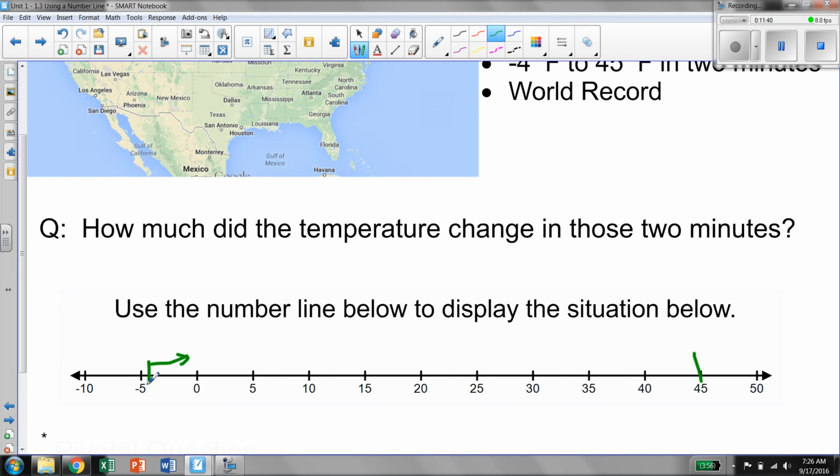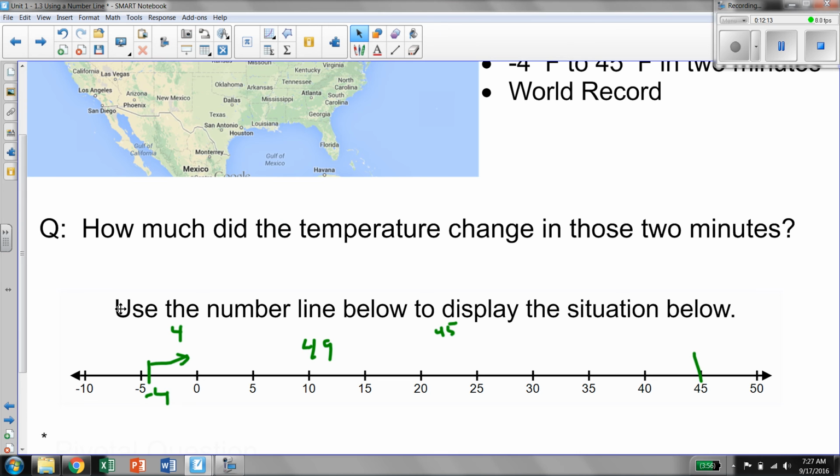Well, from here, since this is -4, right? From here to 0 was 4 degrees. So let's just put a little 4 up here. And then from 0 to 45 was 45 degrees. So if you put that total distance together, we got 4 and 45, makes 49 degrees of temperature change. And since we were moving to the right, it was a positive 49, an increase.